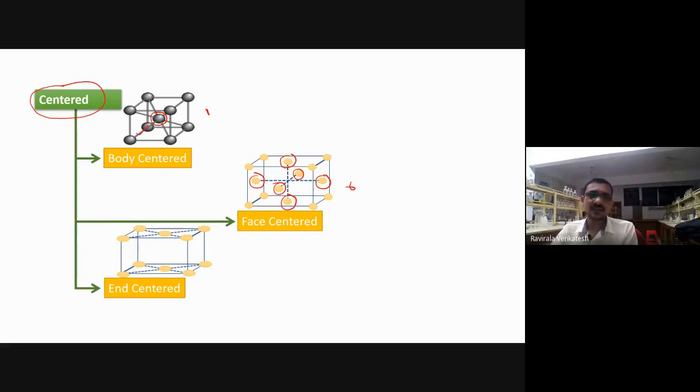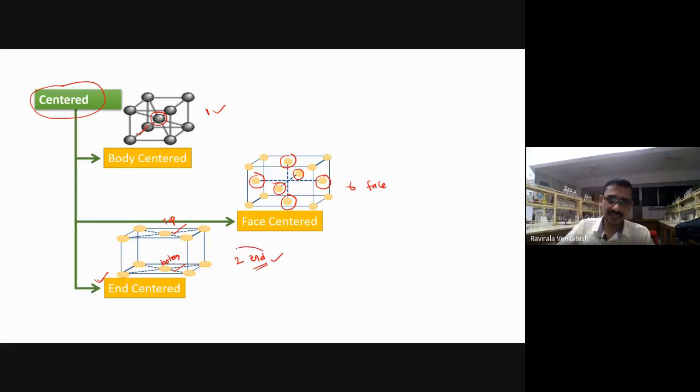Now the question arises, what is this end center? Very simple. You take any two opposite faces. I will take these two opposite faces. One is the top face, the other is called the bottom face. In these two opposite faces, one is occupying here, another is occupying here. Now, how many end centers will be there? Only 2 end centers will be there. Remember, only 2 end centers. One body center, 6 face centers, and 2 end centers.